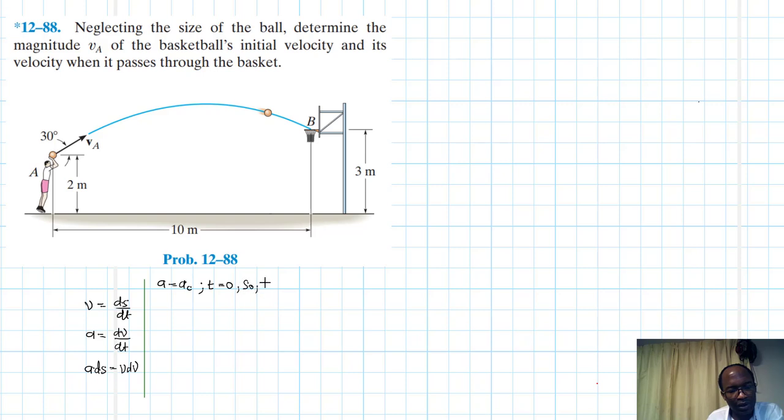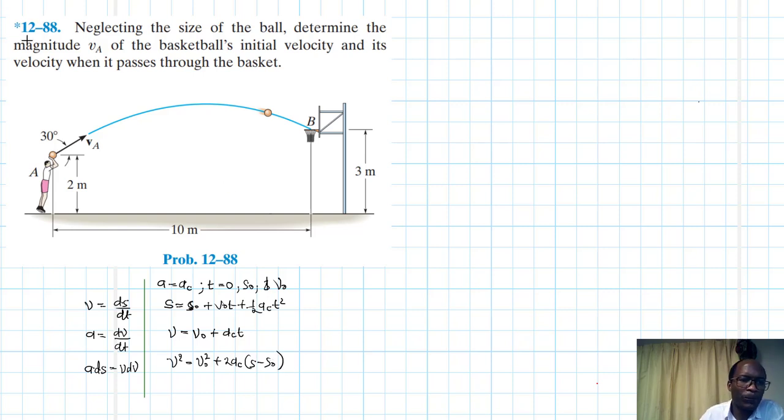Okay, then we have S naught and V naught. These are the boundary conditions. Then the derived equations for these conditions become S equal to S naught plus V naught T plus half AC T squared, V final equal to V naught plus AC T, and V squared equal to V naught squared plus 2 AC times S minus S naught.